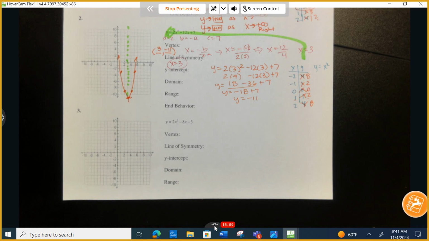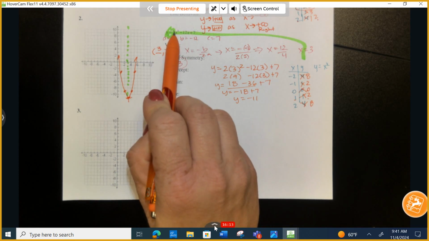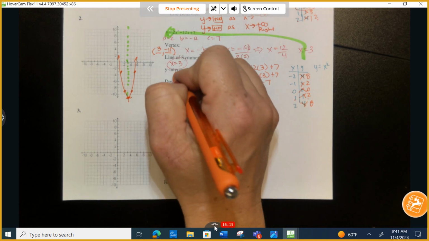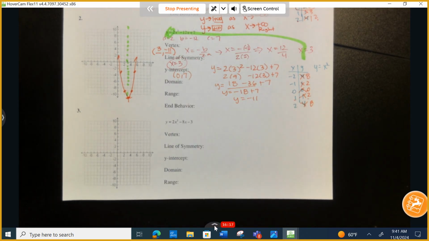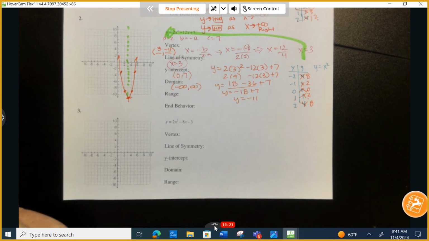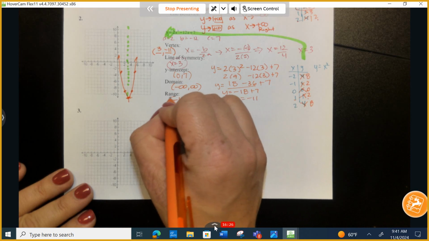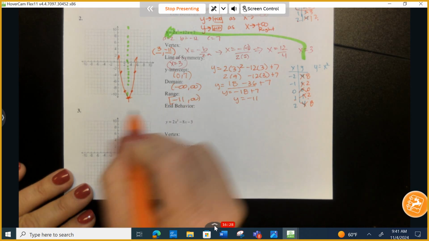My y-intercept can always be found in standard form as the last number, the one with no x. So 0, 7. The domain: there's no limit how far it goes to the left or to the right as it opens up. The range: it goes down as far as negative 11, and there's no limit how high it goes.